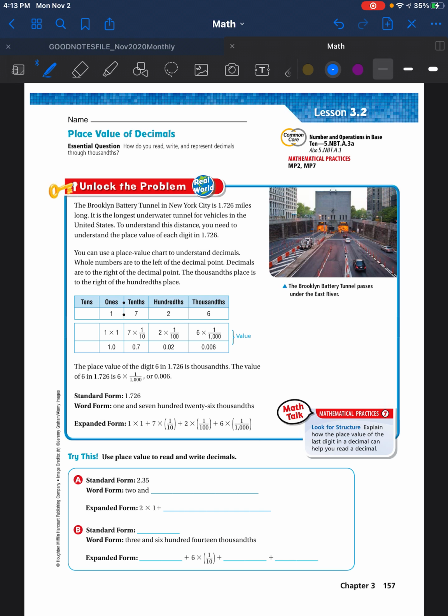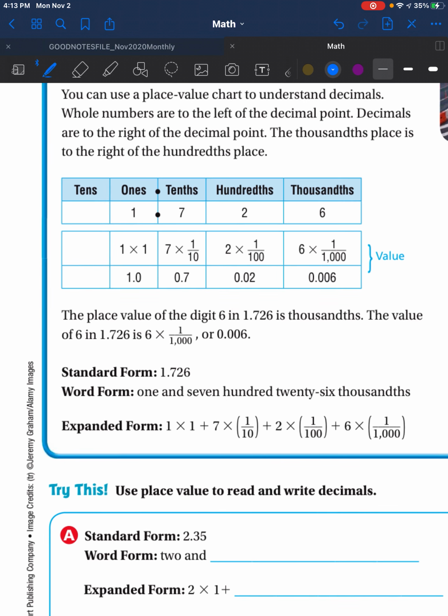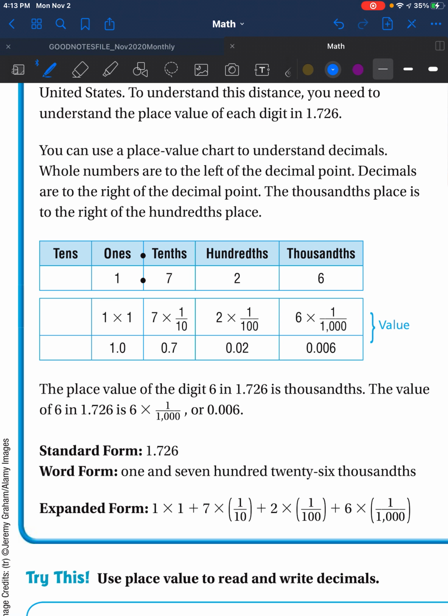Whole numbers are to the left of the decimal point. So if we look here, this on the left-hand side is whole numbers. And decimals are to the right of the decimal point. So from here over are decimals. So we could even kind of underline those so you know what the colors mean. The thousandths place is to the right of the hundredths place. So in 5th grade, we only work with the first 3 place values. So you have tenths, hundredths, and thousandths.